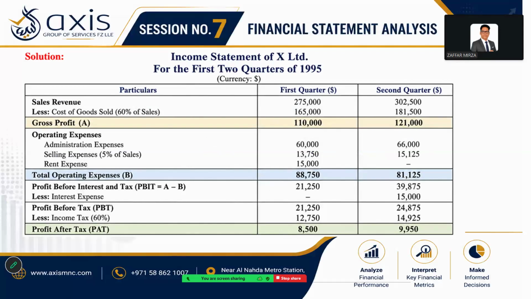So sales is Q1 and Q2. Cost of goods sold. Reading the question carefully is very, very important. In the question, the first sale is given for 1994, the last quarter. The word preceding is very, very important. If you ignore that word, your total question will go wrong.